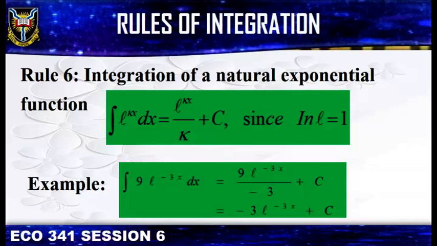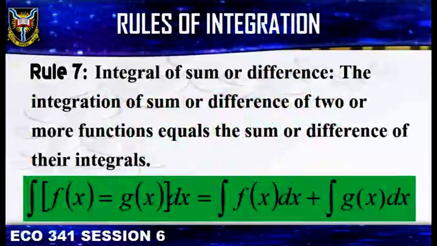Rule 6. Integration of a natural exponential function, ∫e^(kx) dx = e^(kx)/k + c, since ln e = 1. Example, integrate ∫9e^(−3x) dx = 9e^(−3x)/(−3) + c = −3e^(−3x) + c. Rule 7.